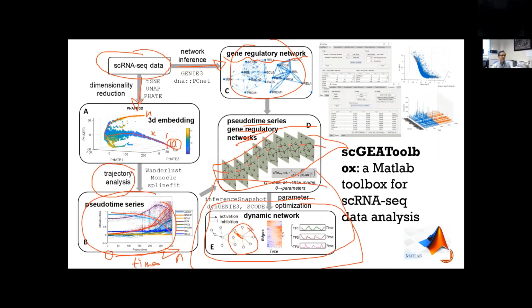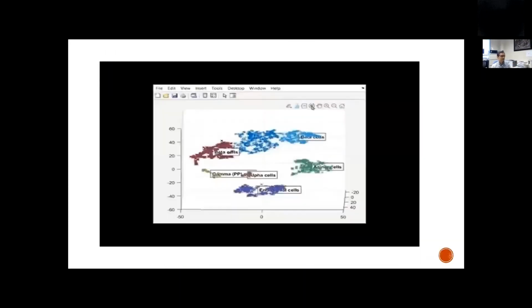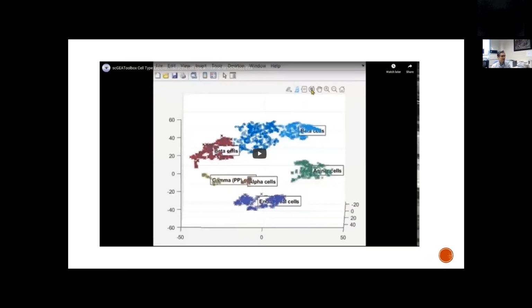Okay, so we can play with some of these functions using that tool. Yeah, so this is one small picture I took to, let's see if I can play it.